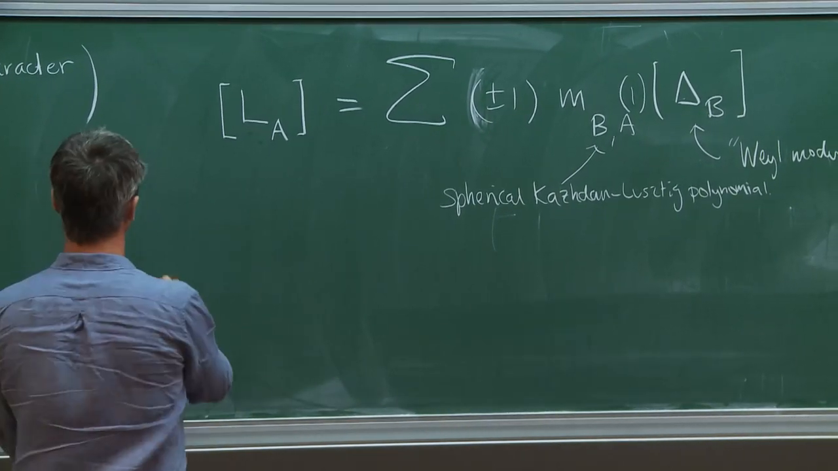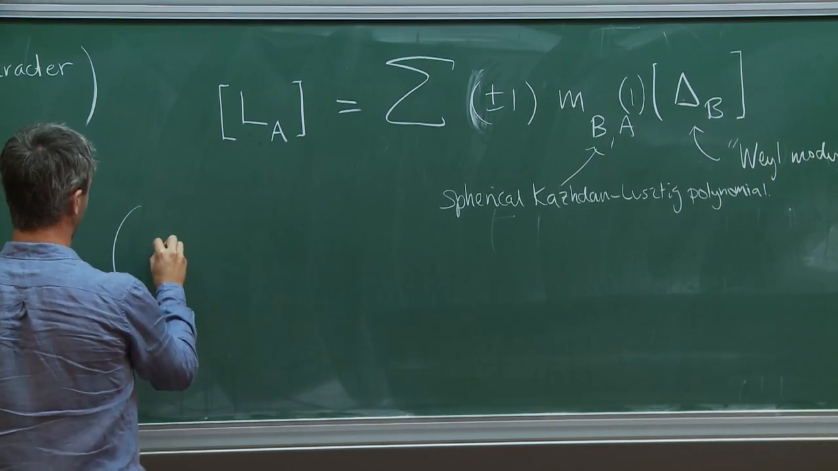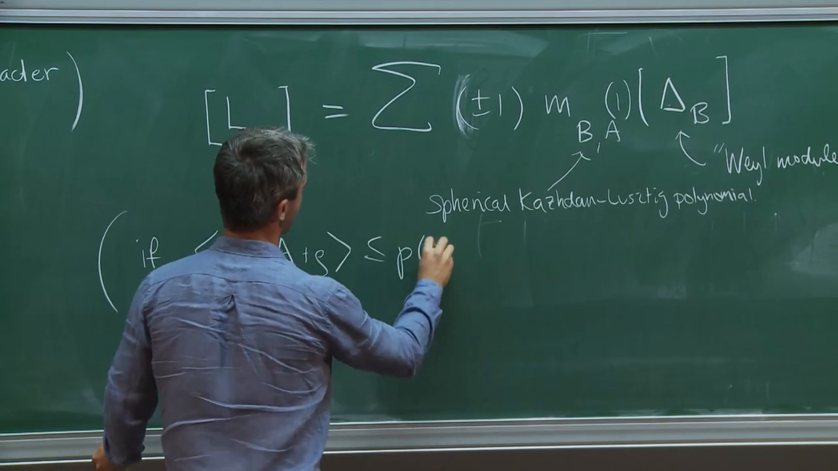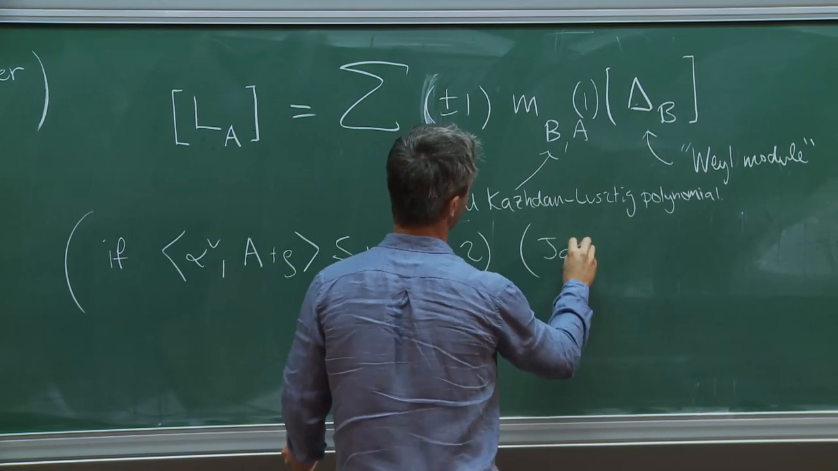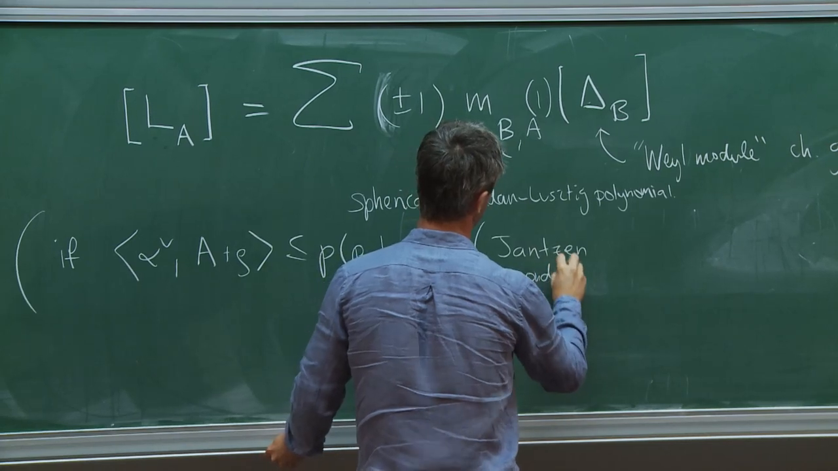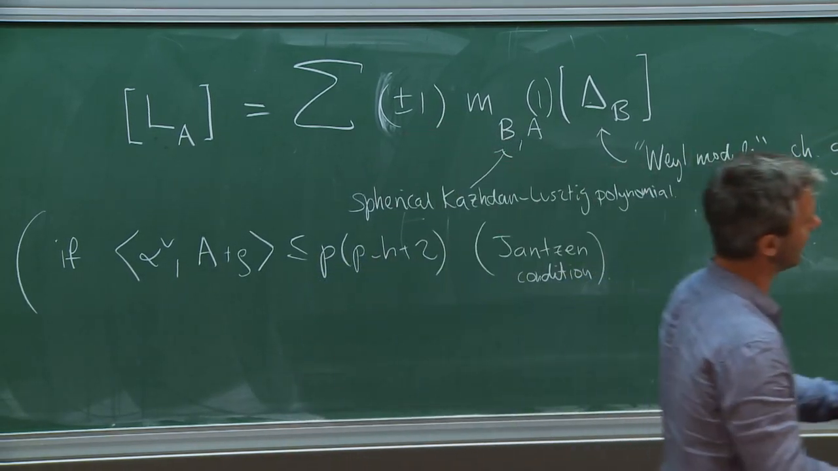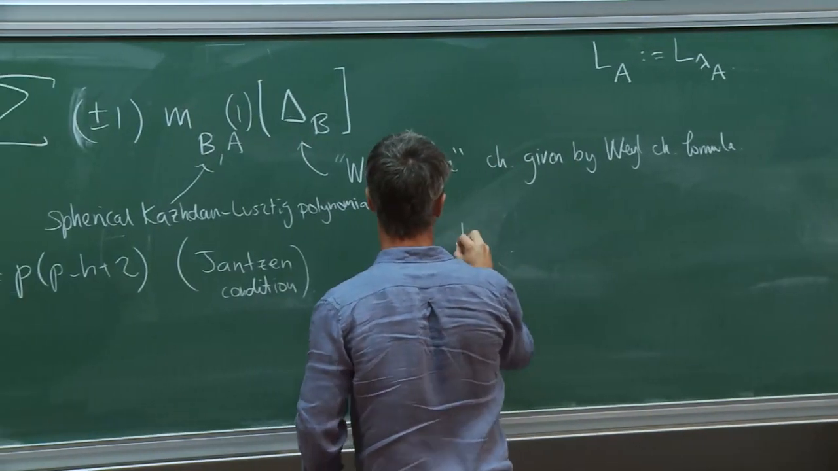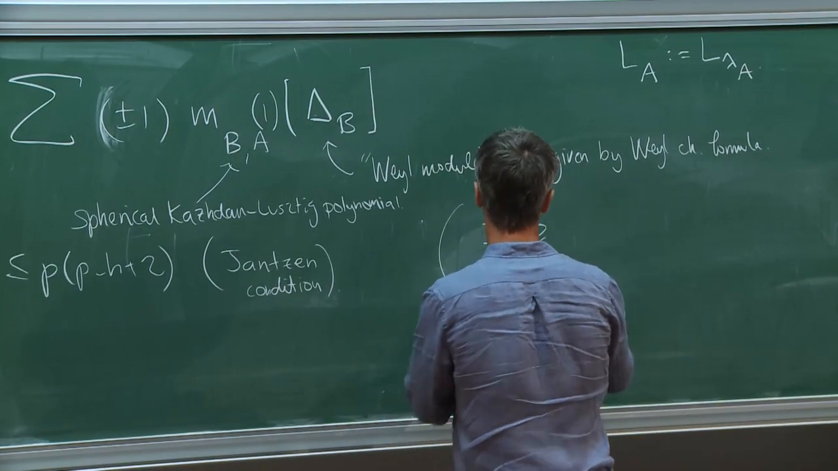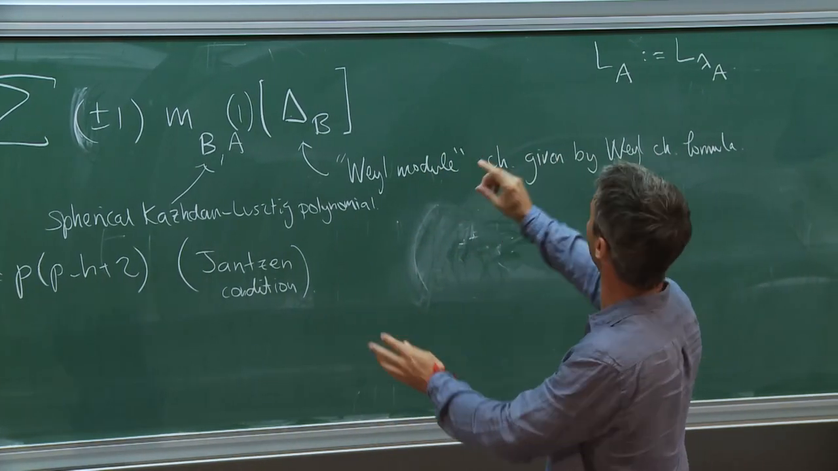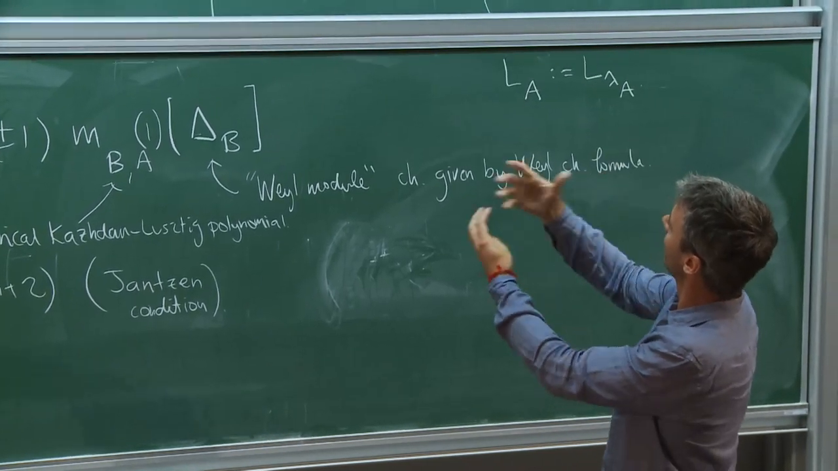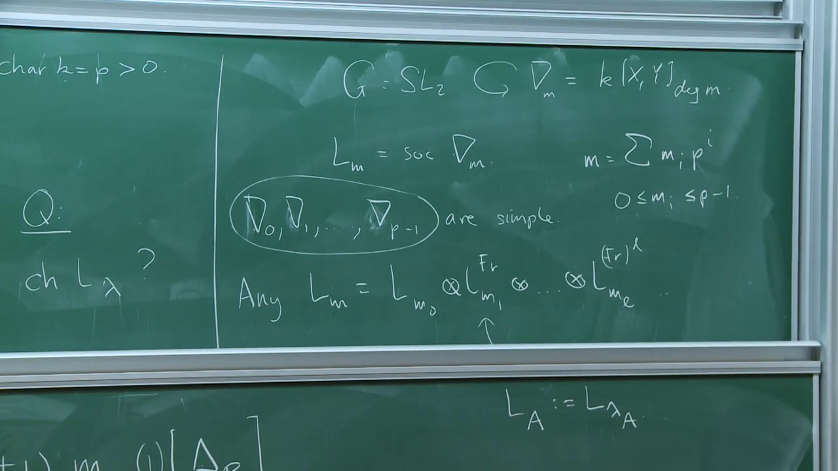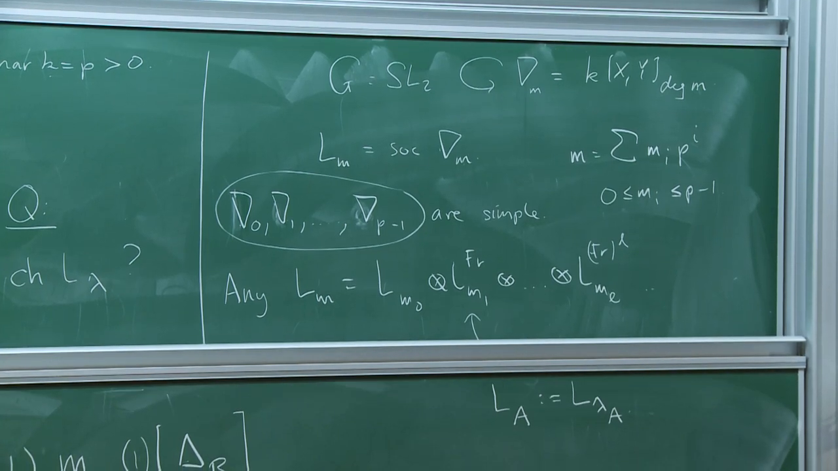So the first thing that one should say is: assume alpha check, A plus rho is less than p for any positive root alpha. So this is a Jantzen condition. We only expect this character formula to hold for simple modules that aren't too high up. But if p is bigger than this bound, this is enough to know this formula. In this example of SL2, you see that there are these p minus 1 building blocks from which you can get all representations. This is the case here also in general by the Steinberg tensor product theorem. And so if we know this formula, then we're okay.